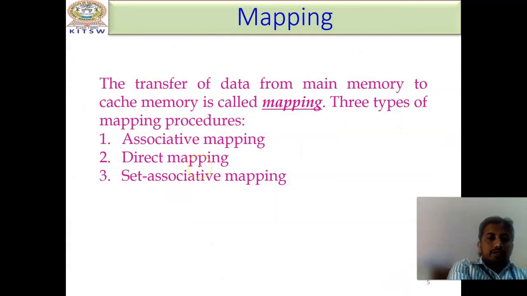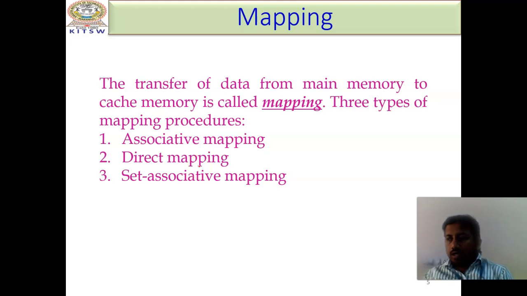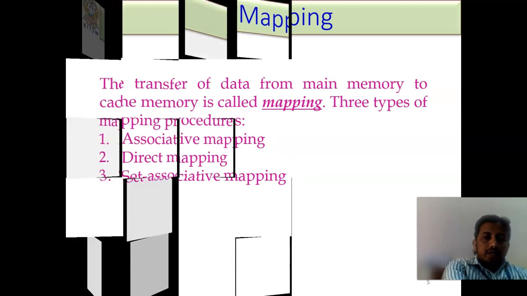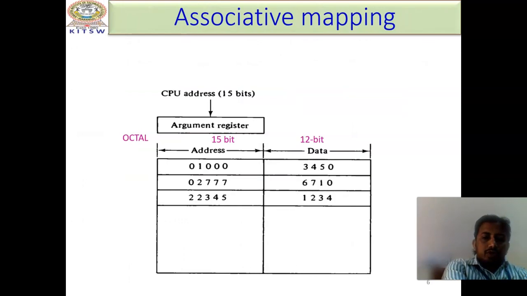Coming to the mapping techniques. When you are reading data from main memory, how is the data collected from the main memory and brought into the cache? There are three different approaches of mapping. Number one is associative mapping. Number two is direct mapping. The third one is set associative mapping. How the mapping of data is done in a cache memory is shown in the case study.